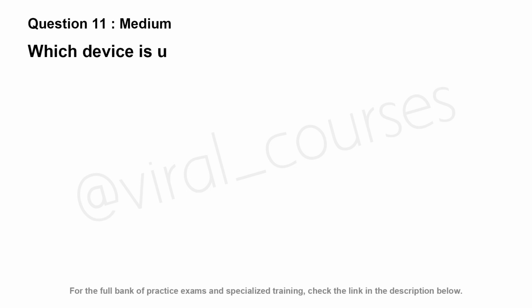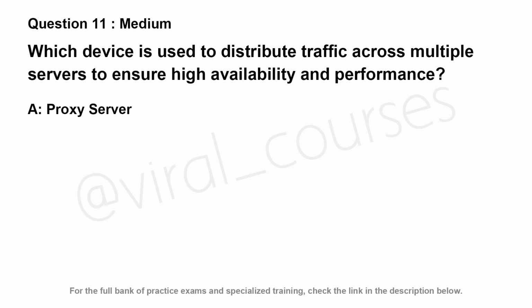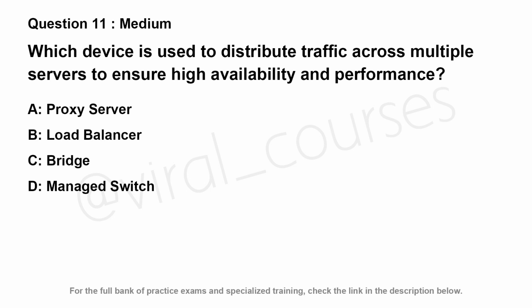Which device is used to distribute traffic across multiple servers to ensure high availability and performance? Option A, proxy server. Option B, load balancer. Option C, bridge. Option D, managed switch.